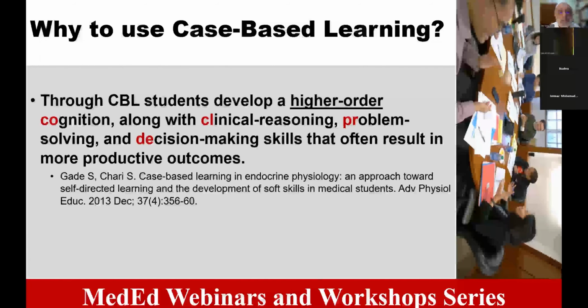Through case-based learning, students develop higher order cognition along with clinical reasoning, problem solving, and decision-making skills that often result in more productive outcomes, justifying the use of case-based learning.